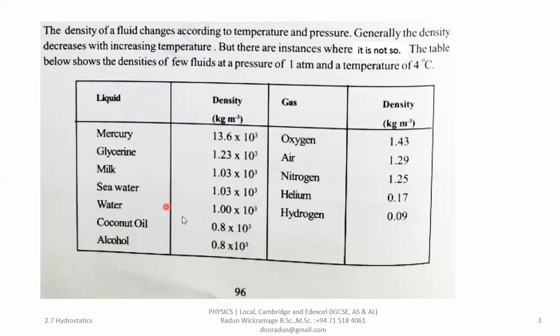Right. In contrast, when we have a look at oxygen, normal average air, and nitrogen, they have relatively very small density, so around 1 to 1.5 kilograms per cubic meter. Helium and hydrogen have even less density. Right, so this is there in your resource book, so you can refer to that, page number 96. Okay, let's proceed.